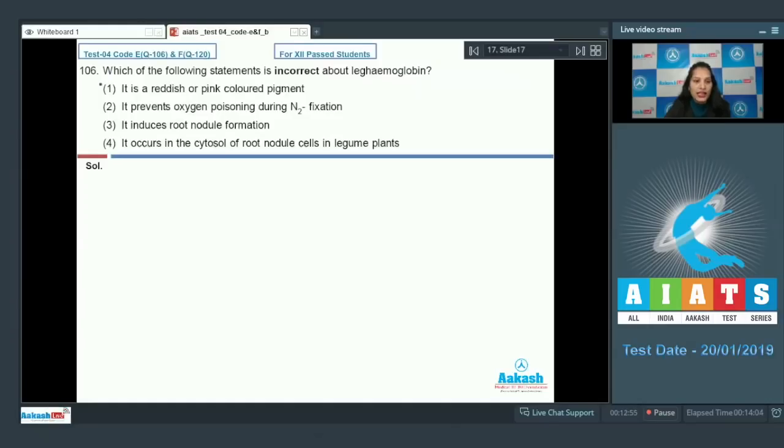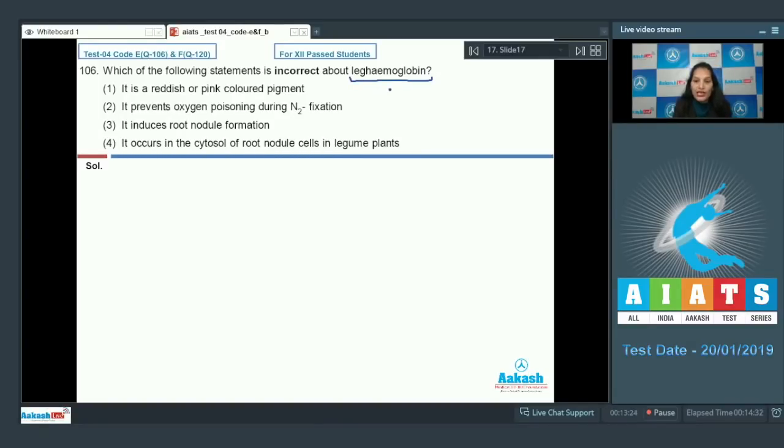Question number 106. Which of the following statements is incorrect about leg hemoglobin? First option, it is reddish or pink colored pigment. Second, it prevents oxygen poisoning during nitrogen fixation. Third, it induces root nodule formation. Fourth, it occurs in the cytosol of root nodule cells in legume plants. Which statement is incorrect about leg hemoglobin?